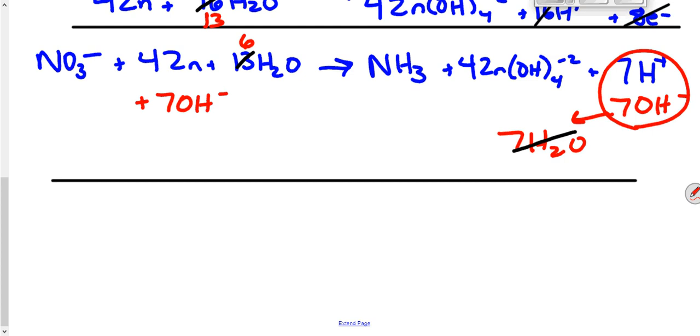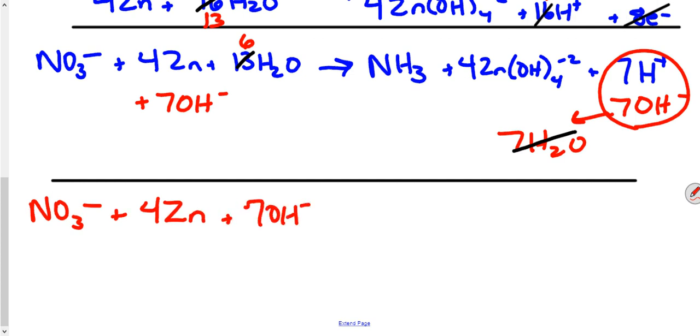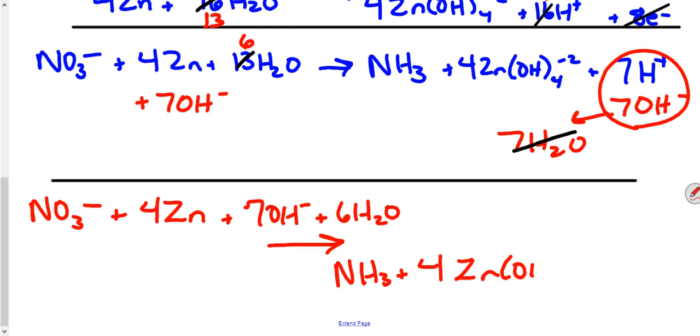So what do we have left? Well, I've got this NO3 minus. I've got this nitrate ion. And I've got 4 zinc atoms, and I've got 7 hydroxides, and I've got 6 waters as reactants. And on the product side, I've got an ammonia, and I've got 4 of the zinc hydroxides, and that is everything that we have.